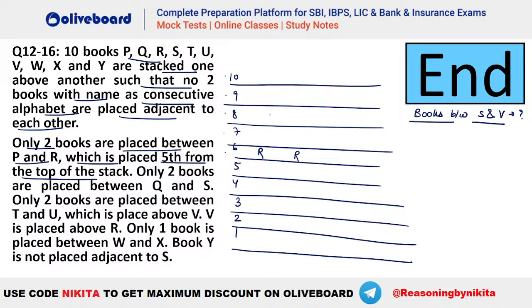So what are the possibilities for P? P can be this one or P can be this one. Okay, either of the two. Only two books are there between Q and S, right? So we have two books between Q and S. That is another information that we have.